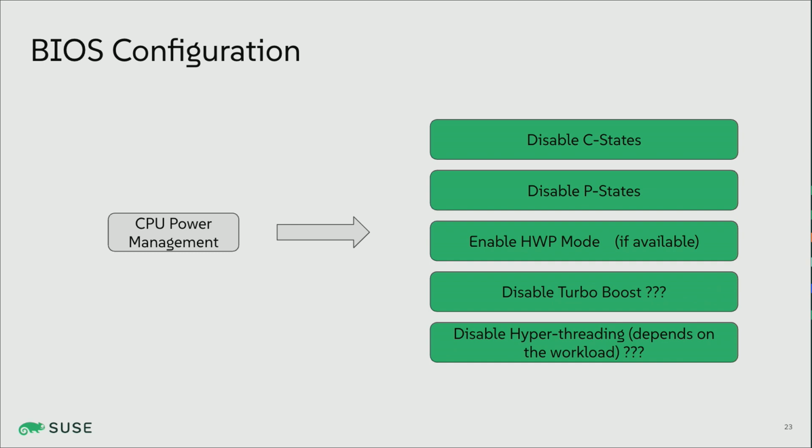The CPU power management. So basically what we are doing is disabling the typical things. This is really, really common in telco. So it's disabling the C states, also P states. And if it's available, enable the hardware P state mode, depending on the need, as we saw before. Maybe it could be helpful also.